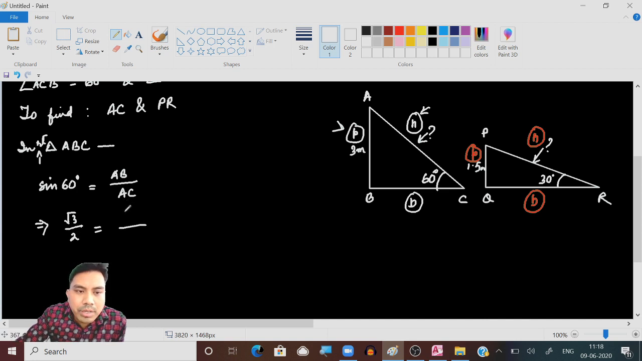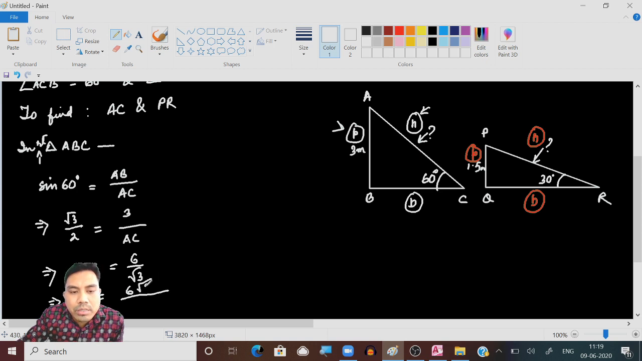and AB is 3 meter and AC we have to find out. So now cross multiply, what you got? AC will be equal to 6 by root 3. Okay, so now AC equal to, I told you that we have to keep the denominator rational, so just multiply root 3 on both the numerator and the denominator. So now what we got? 6 root 3 divided by 3, and then 3 2s are 6, 2 root 3 we got as the length of the first slide.